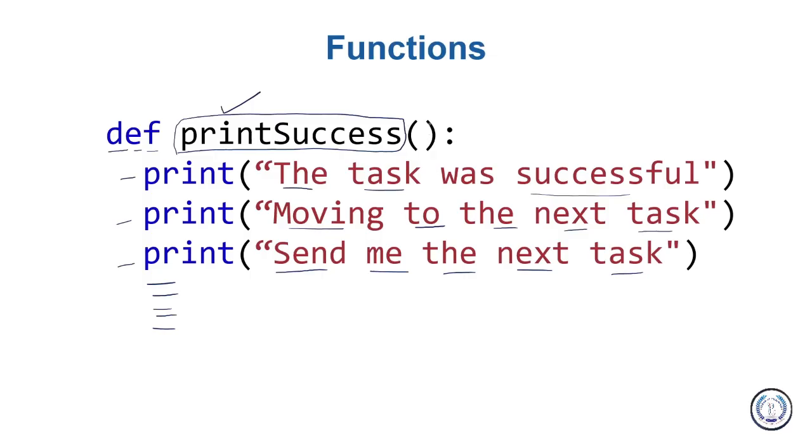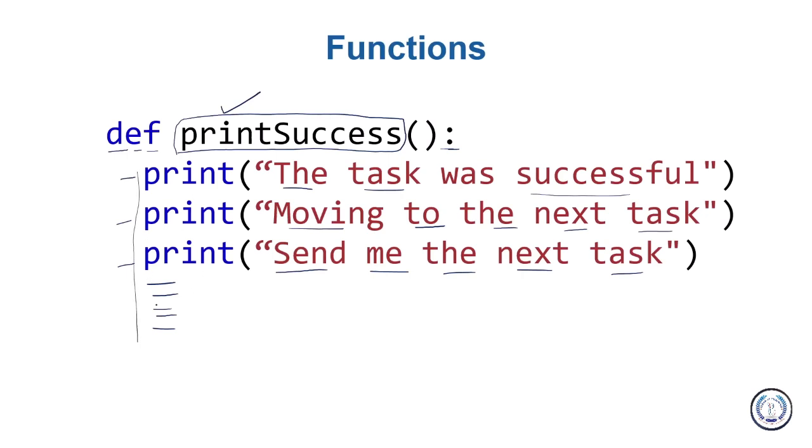Then you start parentheses, then you end parentheses, and then you write a colon, like you have written the colon for if conditions or for loops or any other constructs. And then you do indent, like the body of the for loop, like the body of the if condition. This is the body of the function. The body of the function should all be aligned.